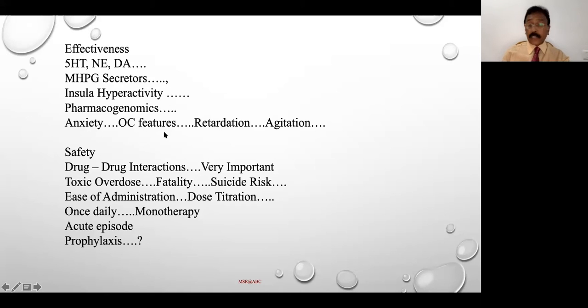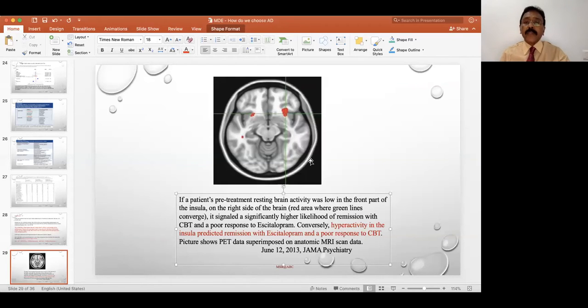I'll just show you this slide. Maybe insular hyperactivity. Let me see whether I can show you this slide study. Clearly see that this is a CT scan picture. If a patient's pre-treatment resting brain activity in the insula, the right-sided anterior insula, is hyperactive, they respond better to escitalopram. If it is hypoactive, they respond better to CBT. This is one of the conclusions in 2013.